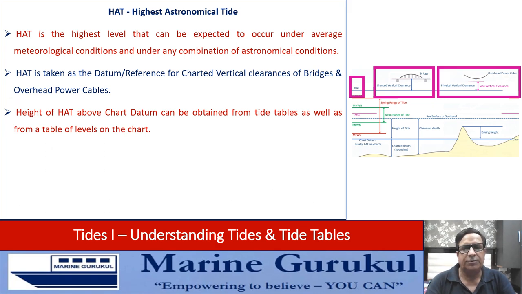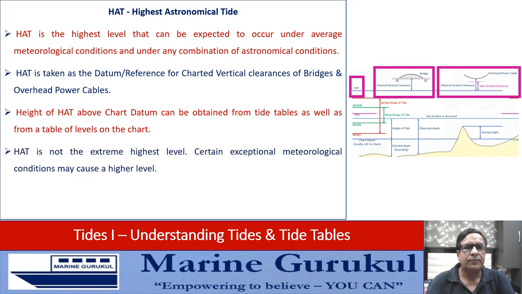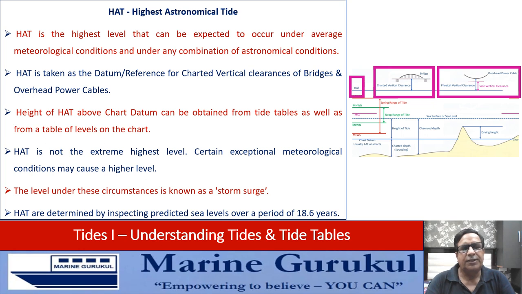Height of HAT above chart datum can be obtained from tide tables, as well as it's documented in the table of levels on the chart. HAT is not the extreme highest level. Under certain exceptional meteorological conditions, the levels may go higher than the HAT. In that scenario, it is referred to as storm surge. In case of LAT, it was a negative surge. In case of HAT, it will be a storm surge. HAT is determined by inspecting predicted sea levels over a period of 18.6 year cycle.